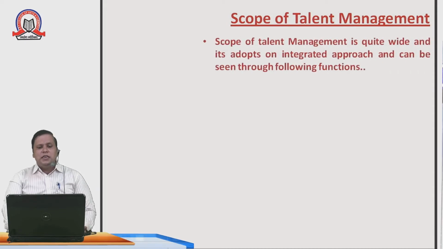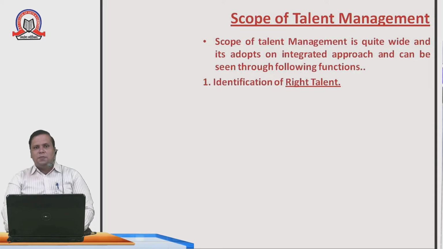Then let us see the scope of talent management. The scope of talent management is quite wide. It adopts an integrated approach and can be seen through the following functions. Now there is a set of functions which I am going to explain to you. The first function is identification of the right talent at the right time at the right place. As I said earlier, a finance person cannot be included for marketing purposes. A marketing person cannot be given the responsibility of operations. Operations cannot perform the role of HR.